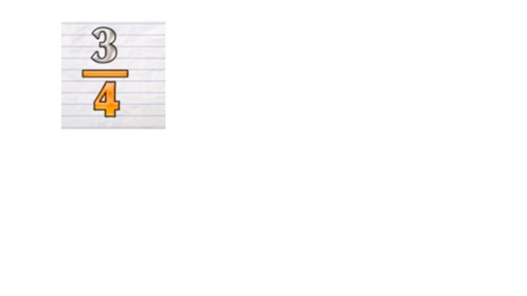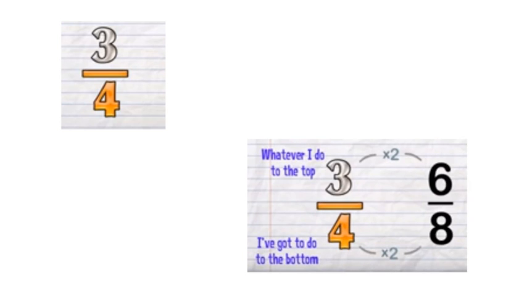3 by 4. So what I can do, I can either multiply or divide. Now here division by same number is not possible. So what we do, we'll do multiplication. What is the rule? Whatever I do to the top, I have got to do to the bottom. Means multiply both numerator and denominator by a same number. So here by multiplying by 2, I am getting the equivalent fraction 6 by 8. I hope you learned the method now.